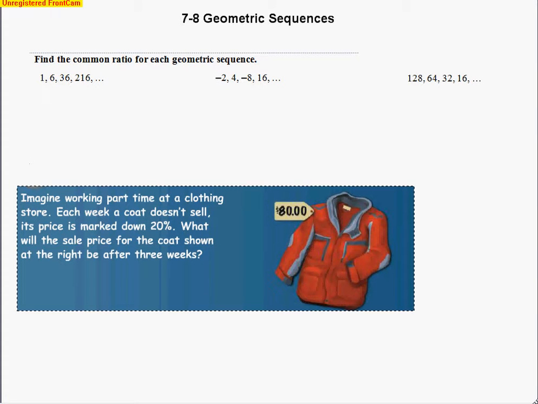This is the lesson for Chapter 7, Section 8, titled Geometric Sequences. Let's take a look at our first type of problem that we'll end up seeing on the homework. It says, find the common ratio for the geometric sequence. Geometric sequences have common ratios, just as arithmetic sequences have common differences.